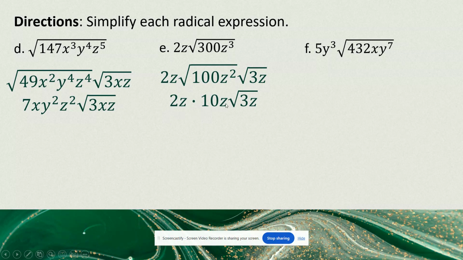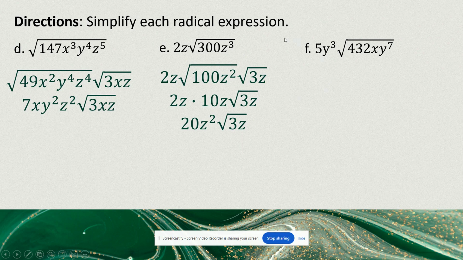Now I can work with the stuff outside. If I take 2z times 10z, I would take 2 times 10, which is 20. And z times z, hopefully we remember from our exponent part of this module, is z squared. So I would have 20z squared times the square root of 3z as my final simplified expression. Okay?